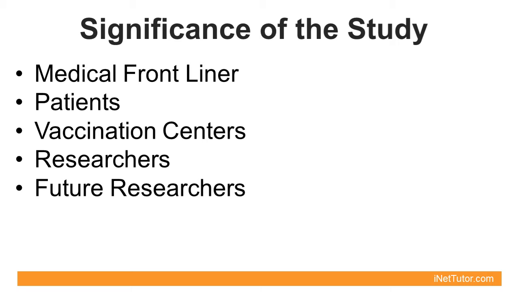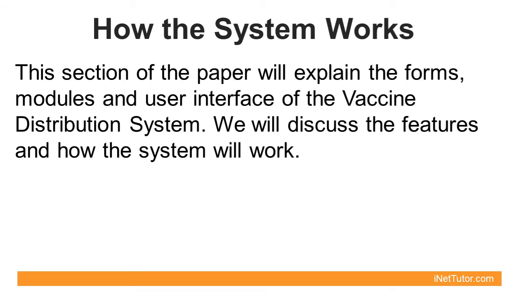Researchers. The success of the project will contribute to the researchers' knowledge and skills in developing successful systems. Future researchers. If the project will be successful, it can serve as a guide for future researchers in creating updates for the system. This section of the paper will explain the forms, module, and user interface of the vaccine distribution system. We will discuss the features and how the system will work.